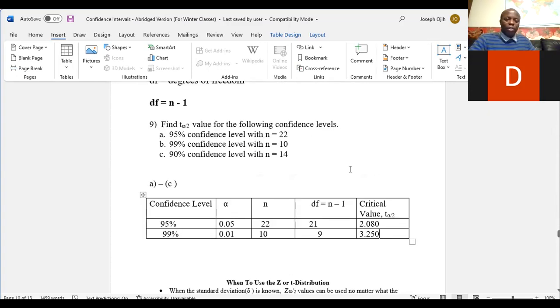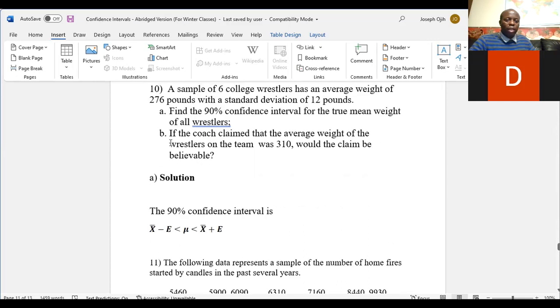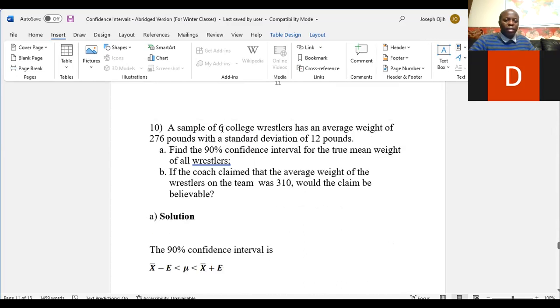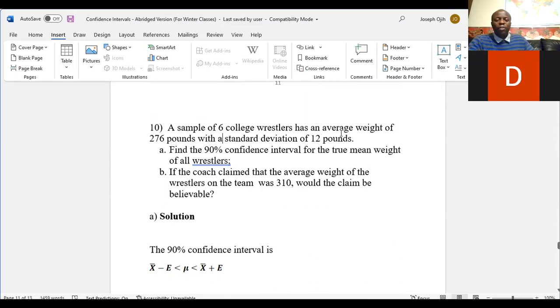Now let's look at one example here. It says a sample of 6. You can see that 6 is a small sample. A sample of 6 college wrestlers have an average weight of 276 pounds with a standard deviation of 12 pounds. Part A says find the 90% confidence interval for the true mean weight of all the wrestlers.